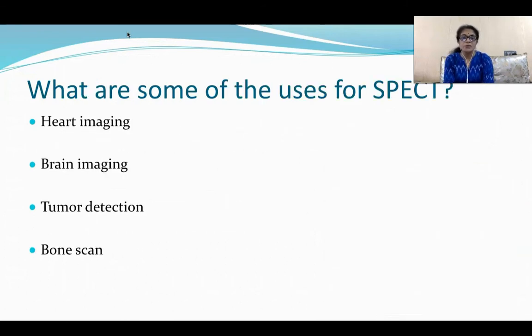What are some of the uses of SPECT? Heart imaging, brain imaging, tumor detection, and bone scan.